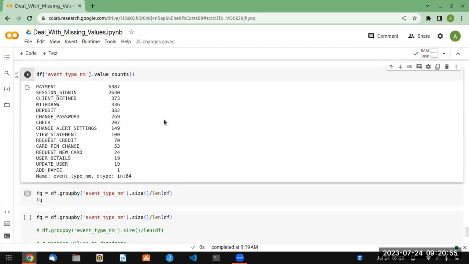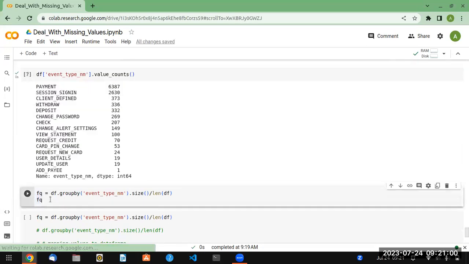Okay, let's see. So here, guys, this is the category and the counts of this. Can you see what I'm doing here? df.groupby then .size. What will it do?